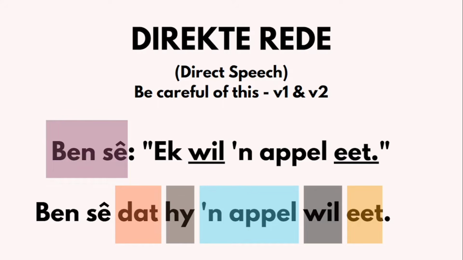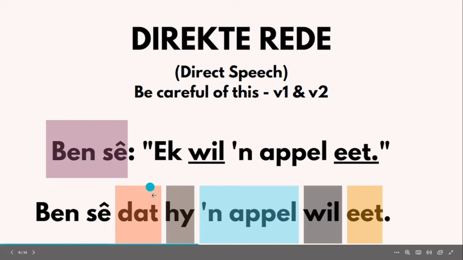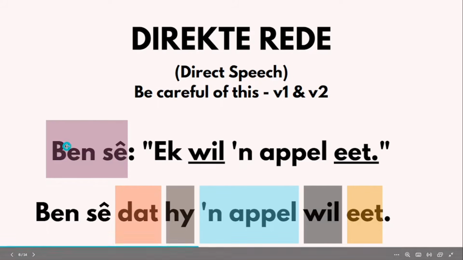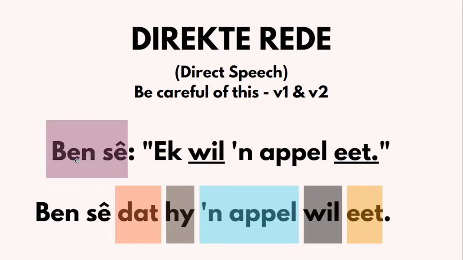Here I'm trying to show you the only thing that can make your sentence wrong is if you have verb 1 and verb 2, and this verb 1 cannot stand on its own. Okay, so Ben sê, "Ek wil 'n appel eet." So "wil" here would be verb 1 and "eet" would be verb 2, also known as the main verb in this case. So what do you need to do? Apply the rules. Number 1, "dat". Ben sê, then you add your "dat". Then Ben is a boy, is a male. So the pronoun is going to be male also.